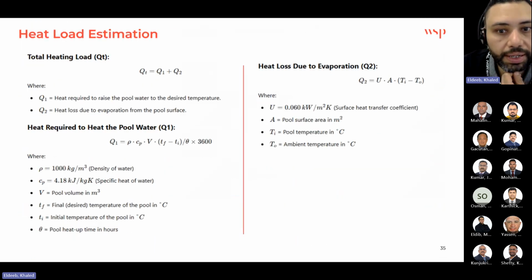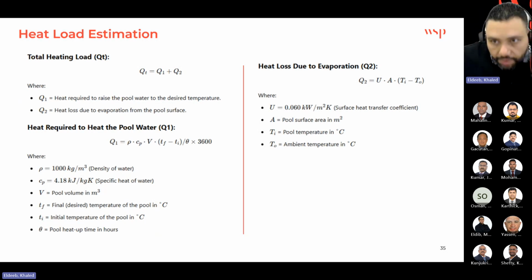So here, calculating the heating load for a swimming pool involves several key factors like pool volume, the desired temperature rise, the heat losses, and energy efficiency as well. We will follow the ASHRAE method to calculate the heating load for the swimming pool, as we see here on the screen. In order to do this estimation, you need to consider two heating loads. Q1, the heat required to raise the pool water to the desired temperature, which is the most important one.